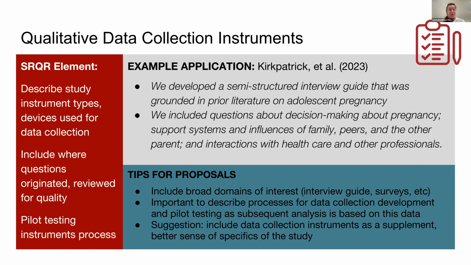So part of the tip for the proposal is to, within the proposal itself, describe the types and domains of interest that you're collecting from each instrument that you're using. So you might be collecting different types of questions in an interview guide versus a survey versus an observation. So it's important to distinguish that so that we can look at that and suggest how it might be done, or if you're able to actually collect that type of information in that instrument.